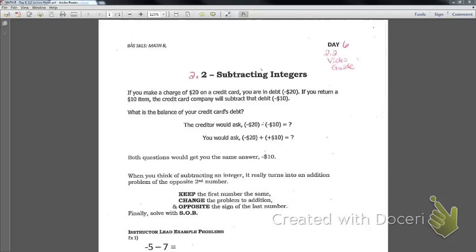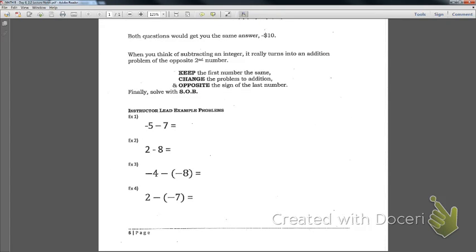So the one thing you need to remember to do when you're subtracting integers is to keep the first number, change it to addition, and then use the opposite sign of the last number. So keep, change, opposite, or another way is keep, change, change. I've seen both being used. So I'm going to show you some example problems.